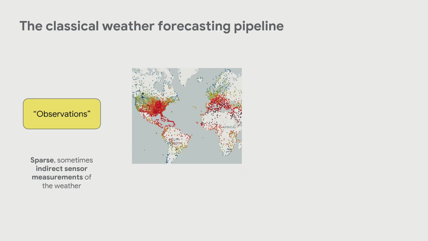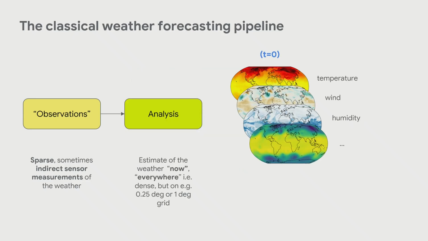And so, as was explained earlier in the great talk this morning, the next step is to infer what the state of the atmosphere is now, everywhere. So we basically want to solve this inverse problem and come up with an estimate of the weather now. You can imagine some grid, like a latitude-longitude grid, and at every location we want to infer the value of all the weather variables that we care about, the temperature, wind, humidity, pressure, things like that, at all the different levels of the atmosphere that we care about as well.